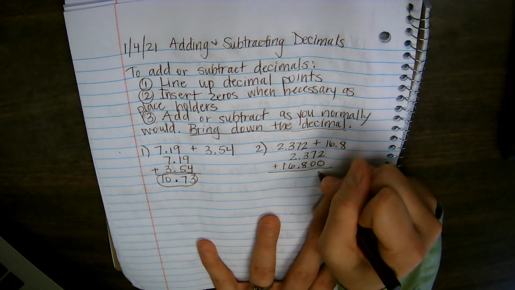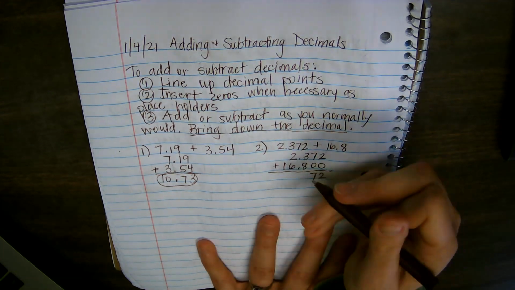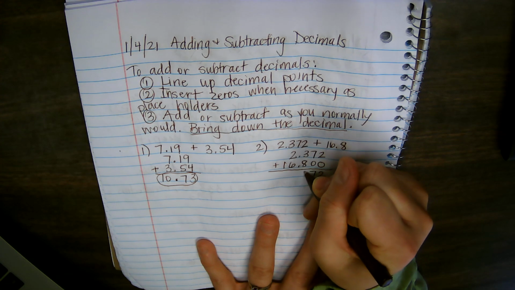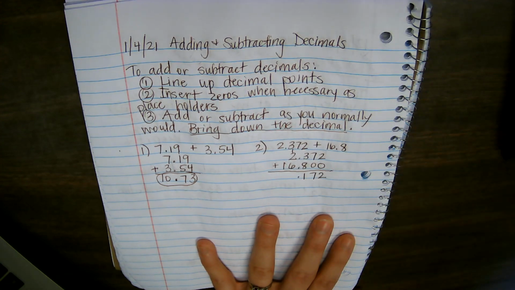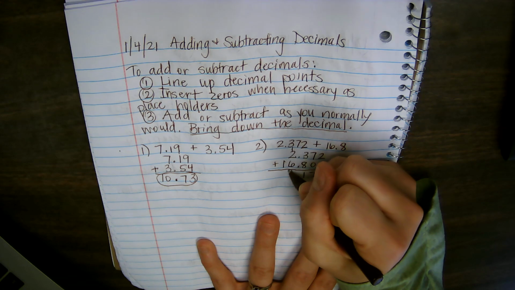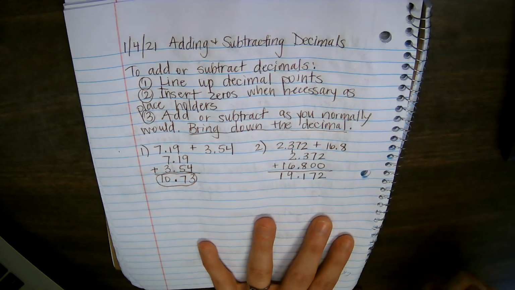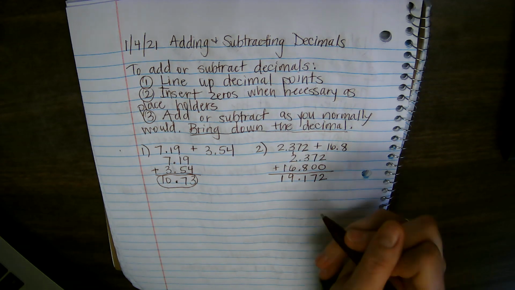2 plus 0 is 2. 7 plus 0 is 7. 3 plus 8 is 11. Make sure you're bringing your decimal point down. 1, 2, 3 plus 6 is 9. 19 and 172 thousandths.